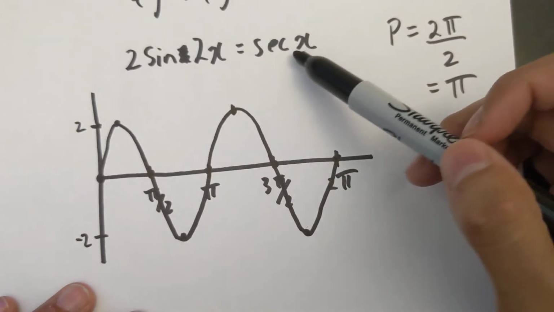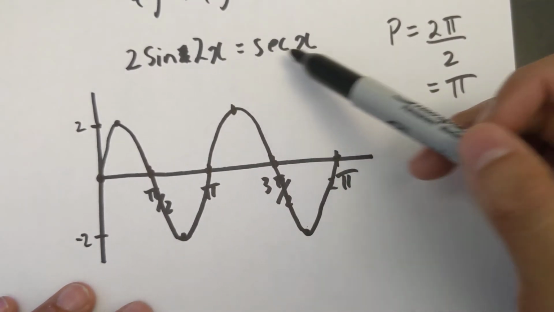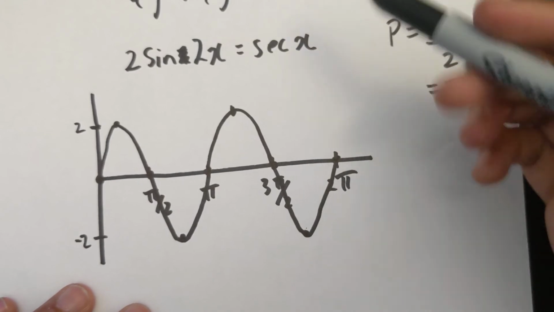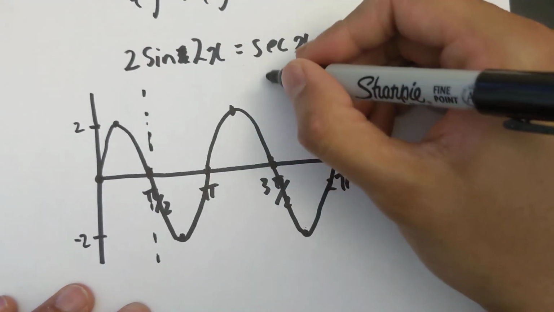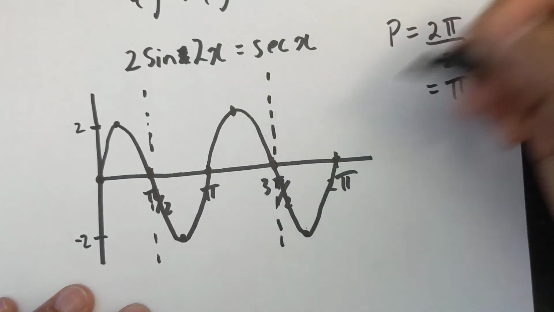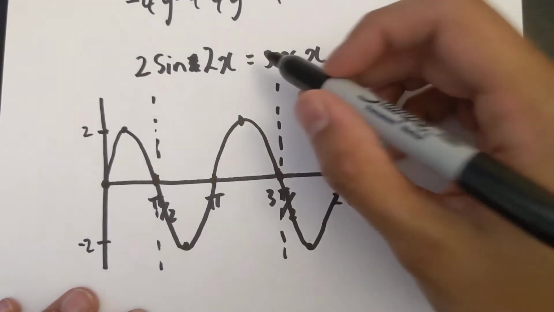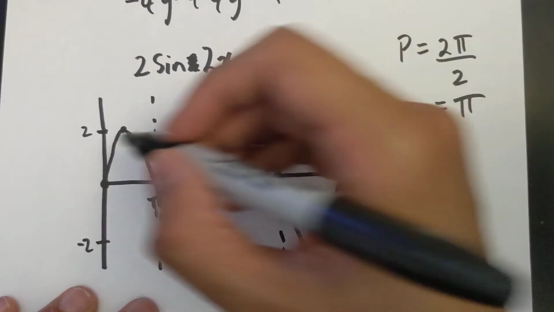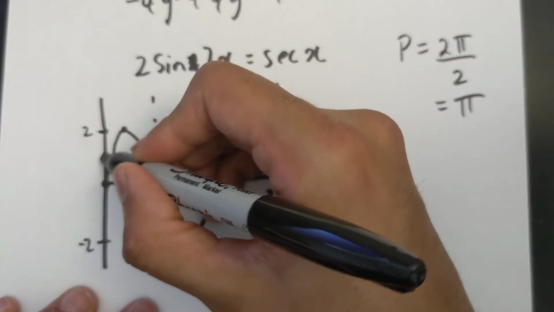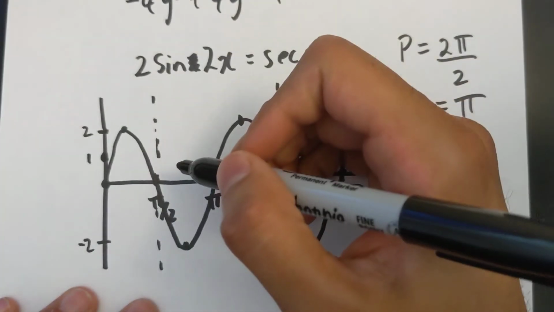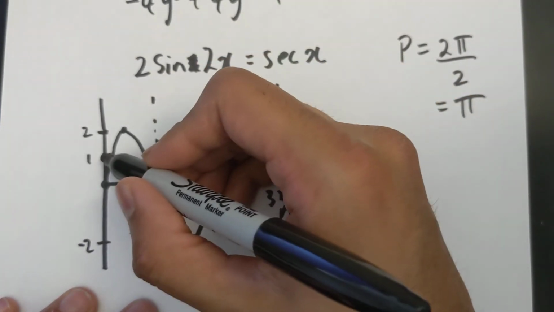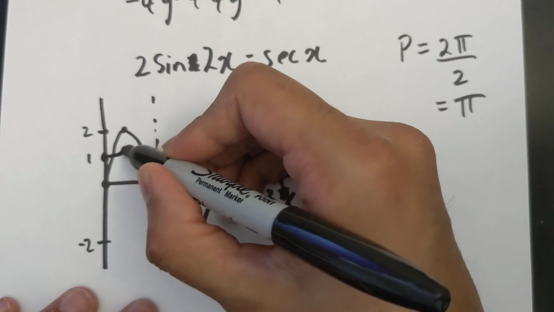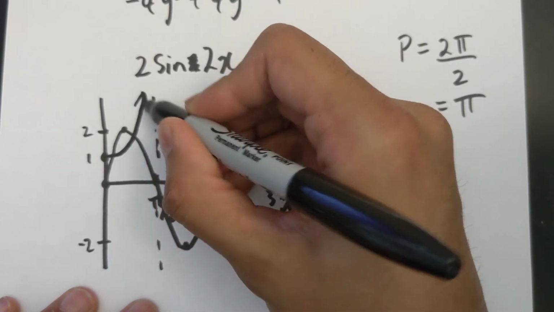The next one is sec x. So sec x basically has asymptotes at pi over 2 and 3 pi over 2. And basically it's the opposite of a cos wave. So a sec x wave starts at 1, the same as a cos wave, but it goes in the opposite direction. It goes towards the asymptotes. So it basically looks like that.